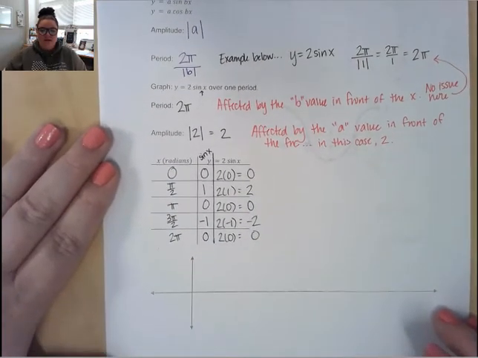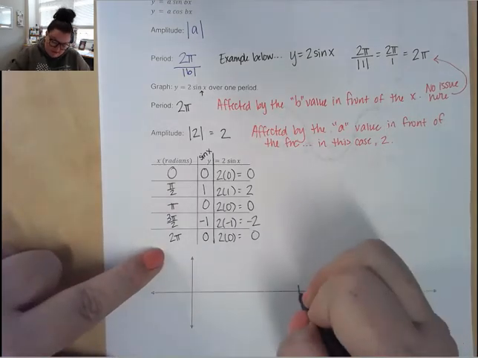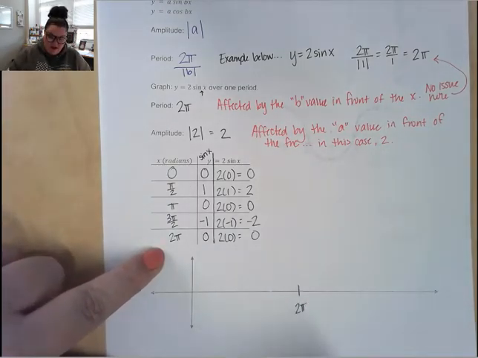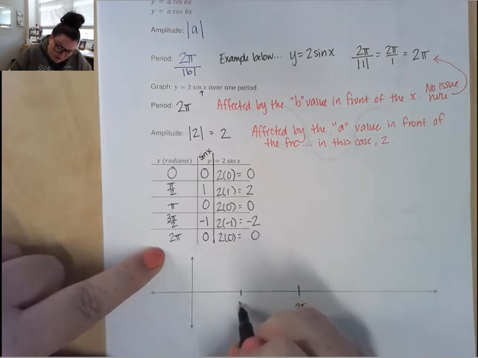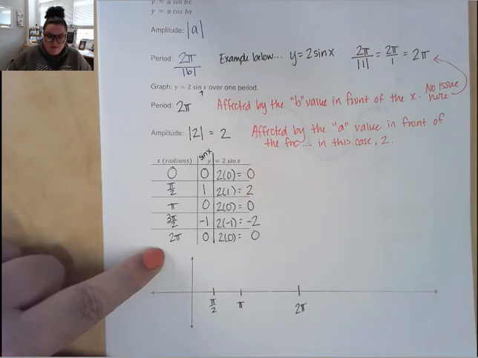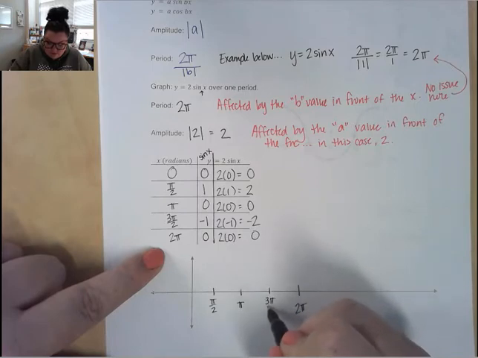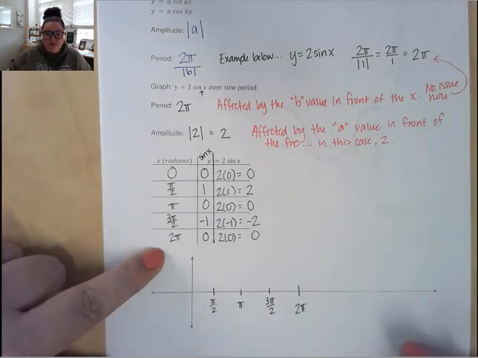So we're going to go ahead and graph it. Notice we're going from 0 to 2 pi. Half of 2 pi would be pi. Half of pi would be pi over 2. So that means we're going by pi's over 2. So 1 pi over 2, 2 pi over 2. Our other point is 3 pi over 2. And then we're going to put in our values.